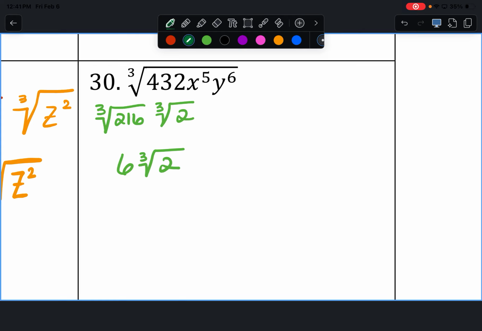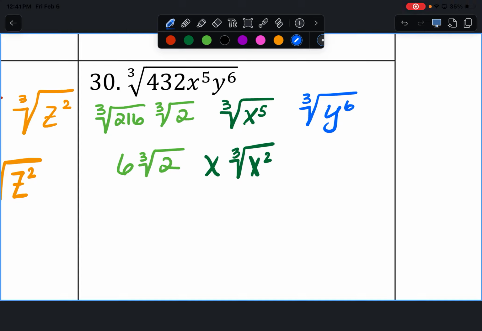Now we're going to look at the cube root of x to the 5th. Is 5 divisible by 3? But can 3 go into 5? How many times? With how many left over? Okay, then we have our last piece, which is the cube root of y to the 6th. Is 6 divisible by 3? How many times can 3 go into it? Anything left over? So how would I write our answer? Times.